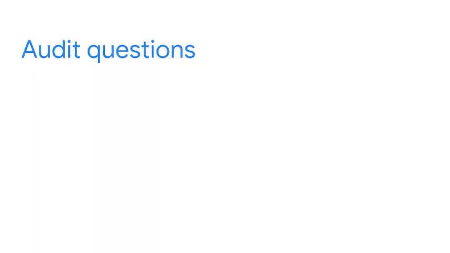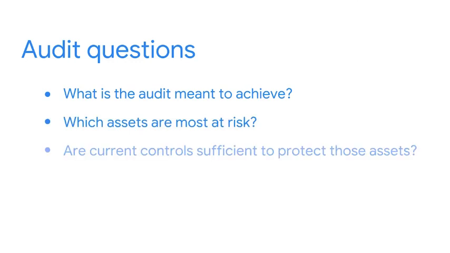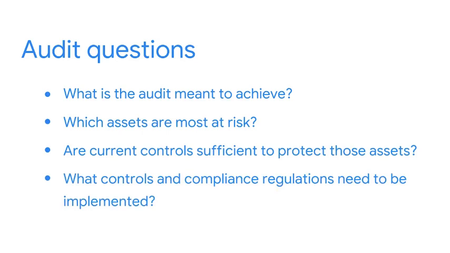Before completing these last three elements, you'll need to review the scope and goals, as well as the risk assessment, and ask yourself some questions. For example, what is the audit meant to achieve? Which assets are most at risk? Are current controls sufficient to protect those assets? If not, what controls and compliance regulations need to be implemented? Considering questions like these can support your ability to complete the next element, a controls assessment.